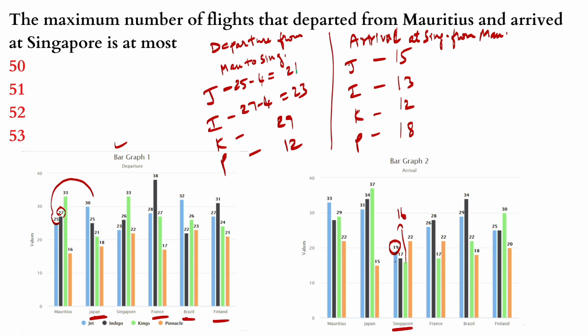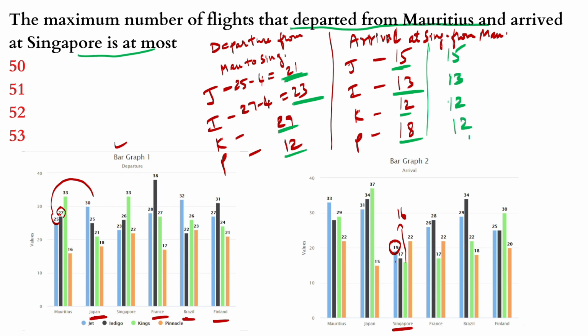Now consider the values. 21 are departing and 15 are arriving. What does this mean? So number of flights departed from Mauritius and arrived at Singapore is at most 21 are departing, but only 15 are arriving at Singapore. That means we must consider only 15. In case of Indigo, 23 are departing from Mauritius and arriving only 13. So 13 we must calculate. So 29 and 12, consider 12, and 12 and 18, consider 12. So add all this, we'll get 52. That is the maximum number of flights that departed from Mauritius and arrived at Singapore.